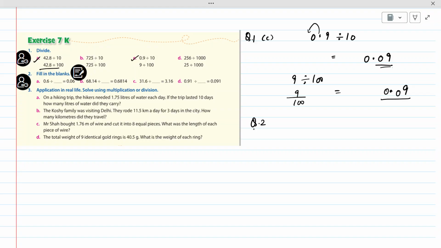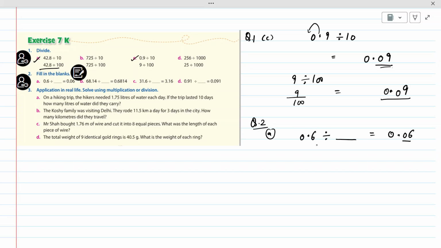Question number 2, A part, it says 0.6 has to be divided with a number so that we get 0.06. Okay, so it says that we have 0.6 and we have to divide it with a number so that it becomes 0.06. That means here we have one more place. The decimal is now shifting one place. See, it was here, right? It was here. Now we have 0.06.